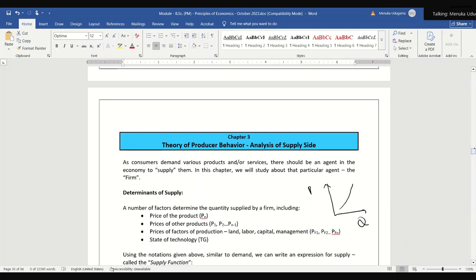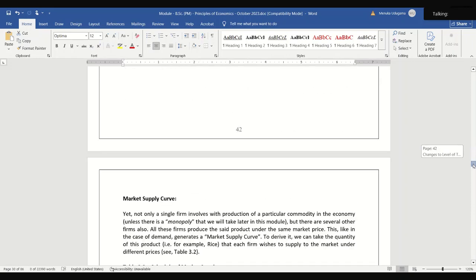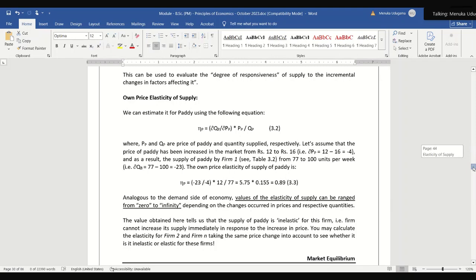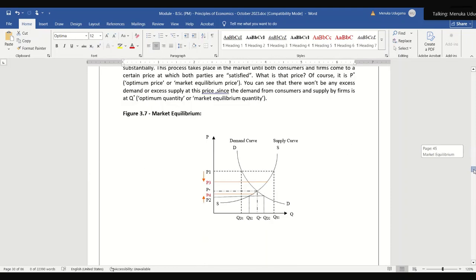Why? Because suppliers like to supply more when price increases. A price increase is bad for consumers, but producers like it when price increases. So the higher the price, the more they will supply to the market. That's all. It's very similar to demand, just the opposite, right?